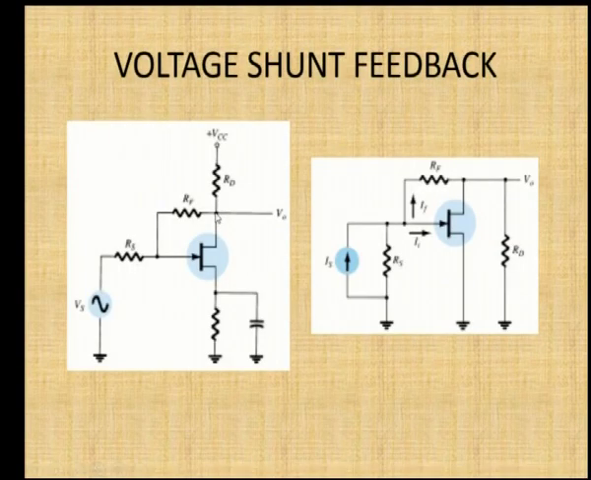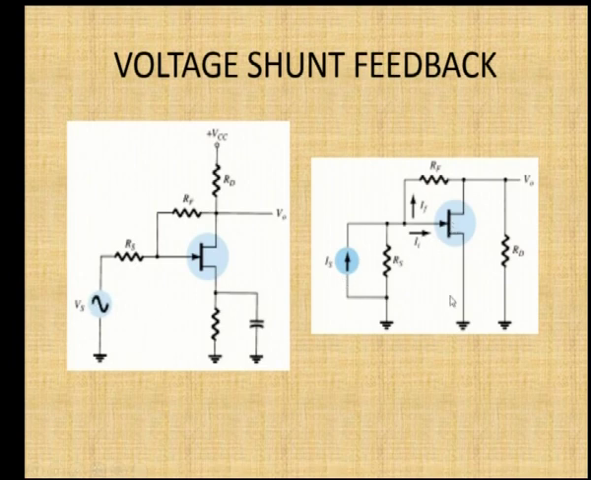Here the output voltage at this point is taken and fed back to the input, that is, to the gate terminal of the FET. So here the output is taken and fed back through the resistance RF, and it is also a parallel connection here. So here RF is connected in parallel with the RD at the output terminal, and it is also connected in parallel with RS in the input terminal. So the voltage has been taken through the resistance RF, and it is connected to the input terminal, the gate terminal, in parallel, right? So this is the voltage shunt feedback connection using FET, and this is the equivalent circuit.